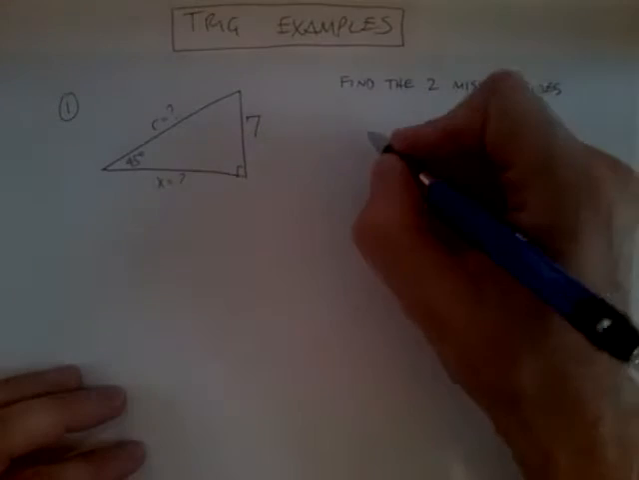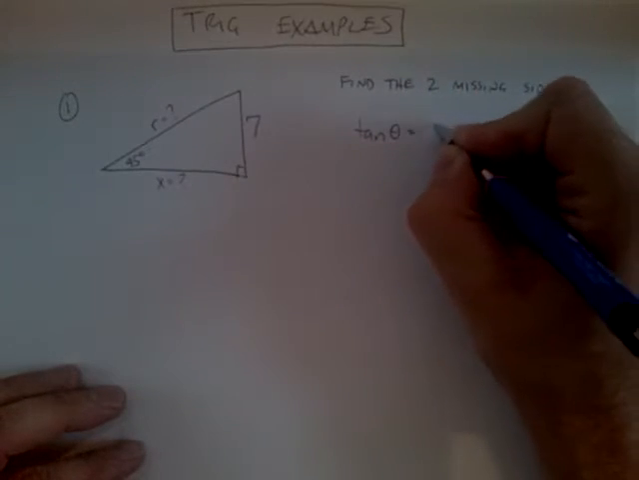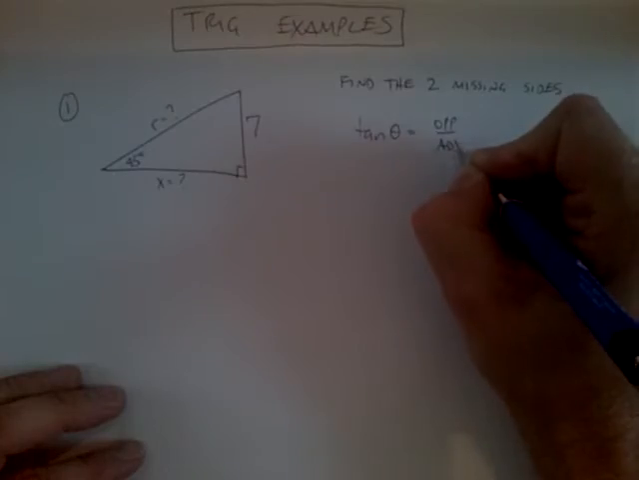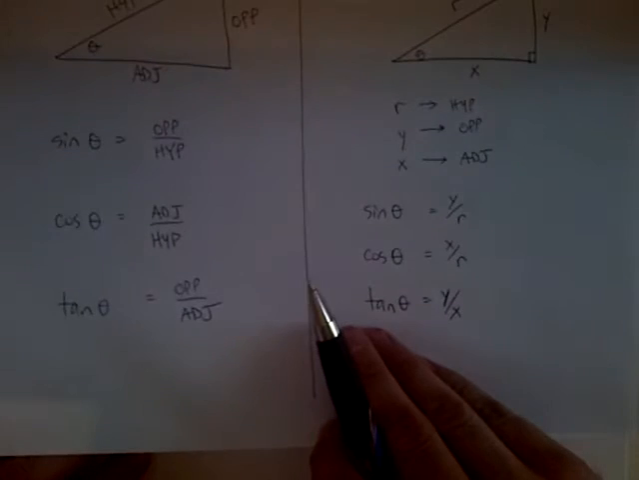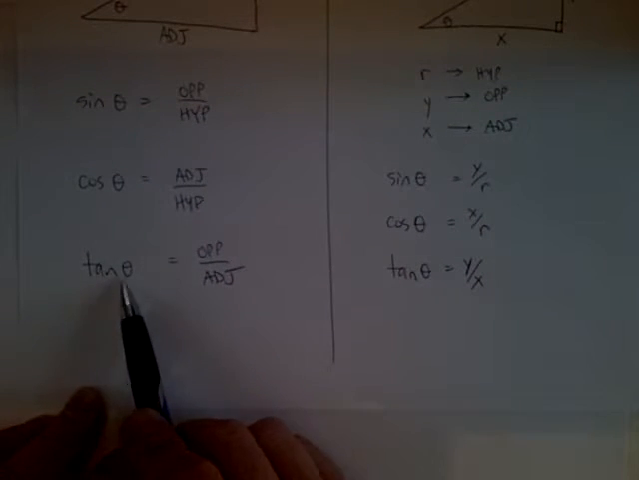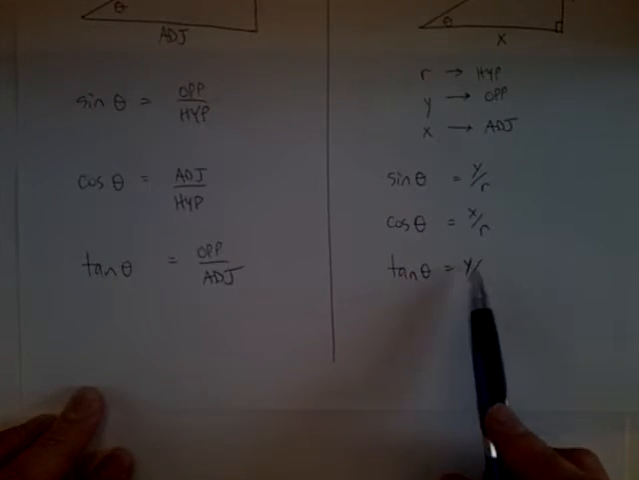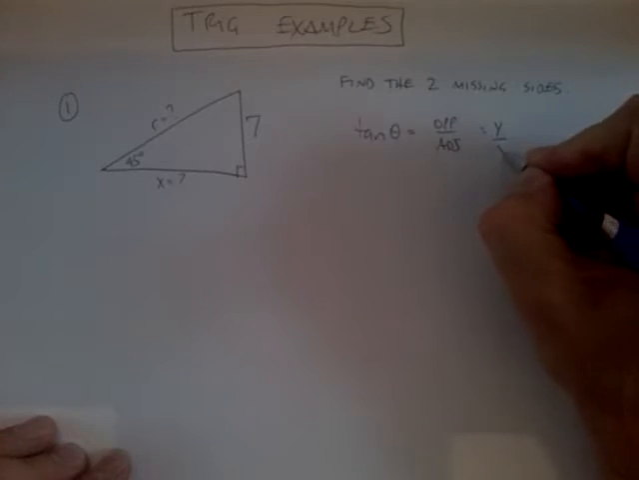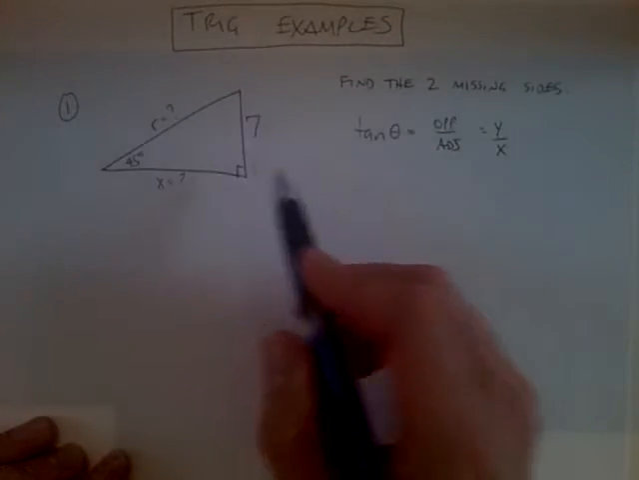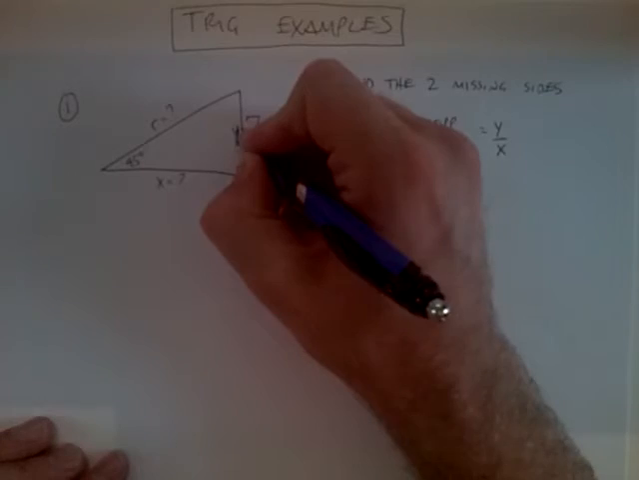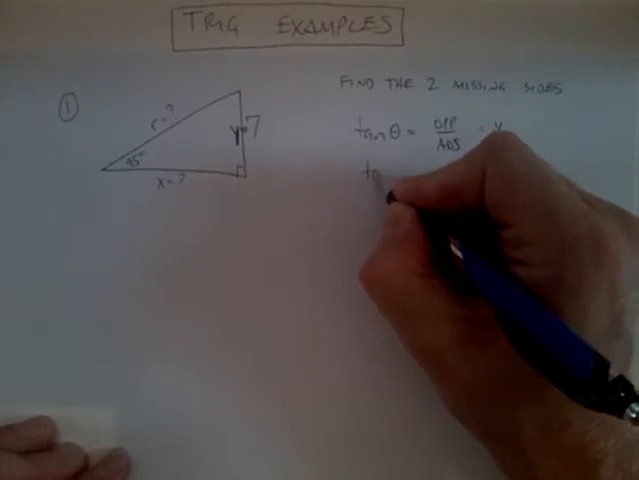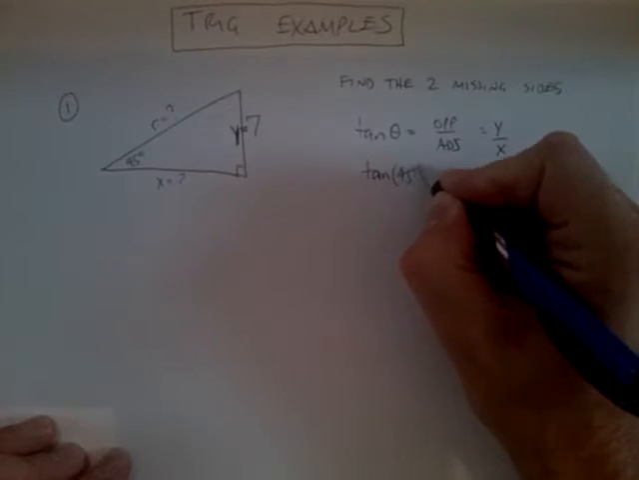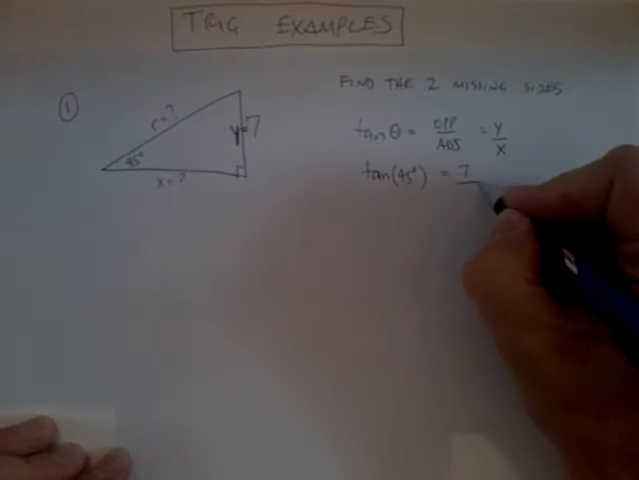So I can write that. Tan theta is equal to opposite over adjacent. But look, I have X and R, so I don't have opposite over adjacent. But remember last time I have this. Tan theta is opposite over adjacent, but tan theta is also Y over X. Okay. So tan theta equals Y over X. What do we have? We have Y. Y equals 7. We have X equals, we don't know. So tan 45 degrees equals Y, which is 7, over X.